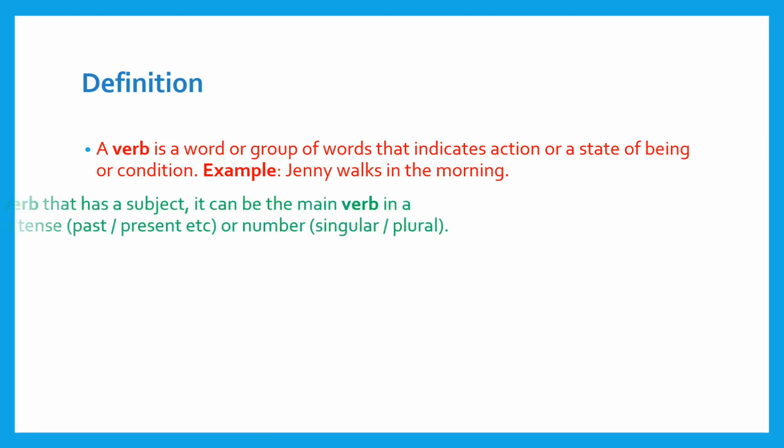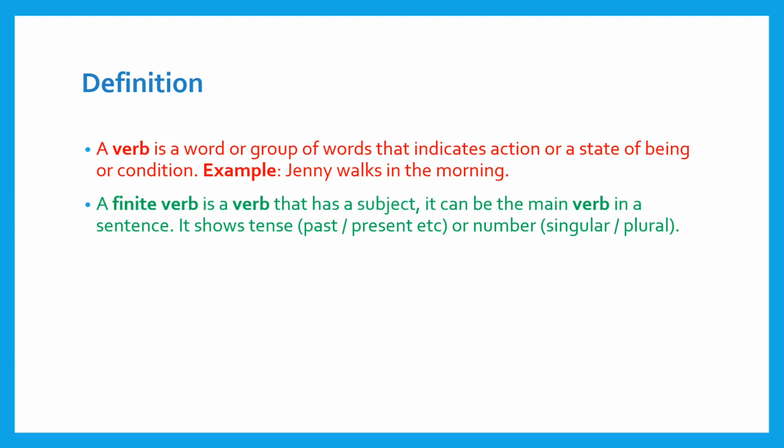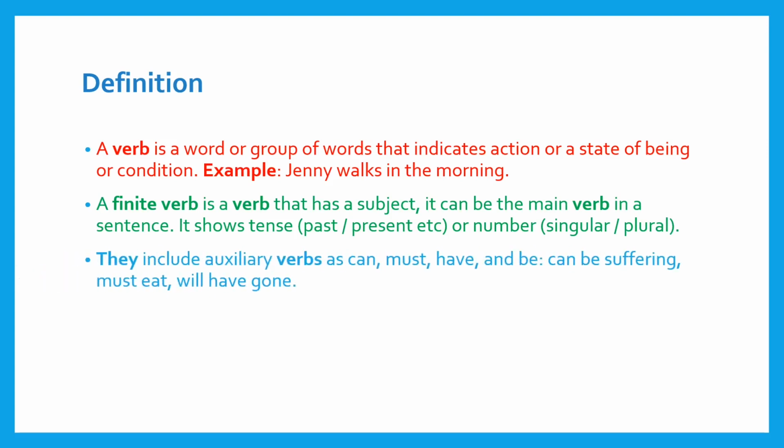The second definition, a finite verb. A finite verb is a verb that has a subject. This means that it can be the main verb in a sentence. And it does show tense, whether it is past or present. It shows number, singular or plural. And it also includes some auxiliary verbs such as can, must, have, and be.